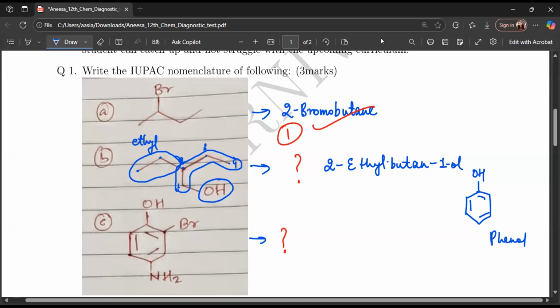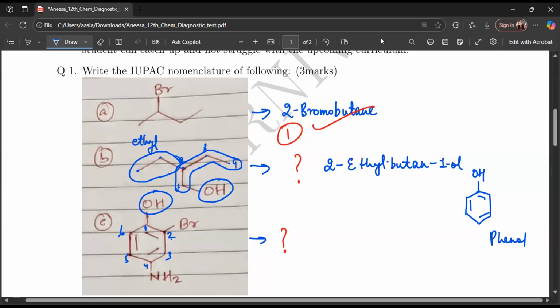Now if the parent is phenol, then obviously the phenol gets the lowest number. So it will have 1, then 2, 3, 4, 5, 6. That's how we can assign the number to all the carbons. The OH group will get the lowest number, right? Second, third, and fourth.